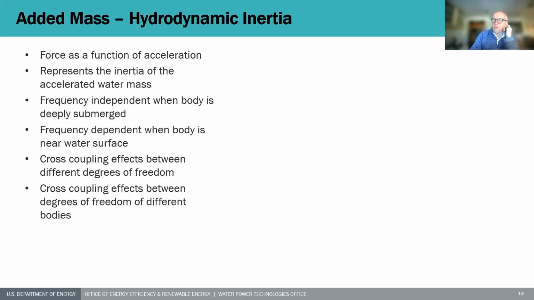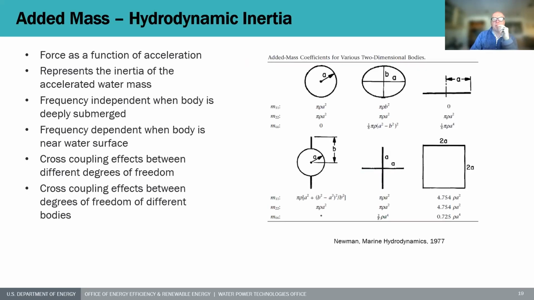Let's move on to added mass. So what's the added mass? The added mass is a force that represents the inertia of the fluid that is being moved due to the oscillation of the body.